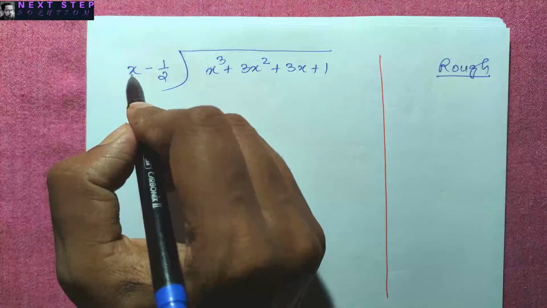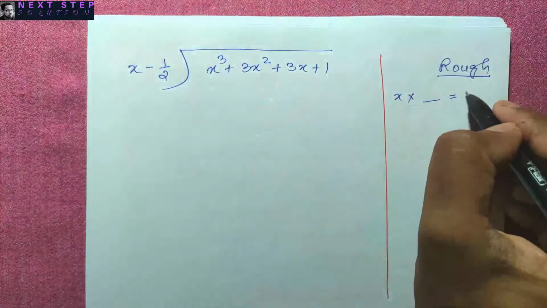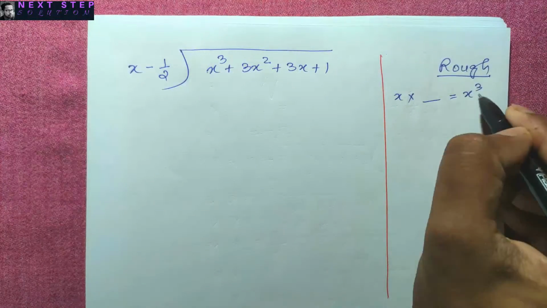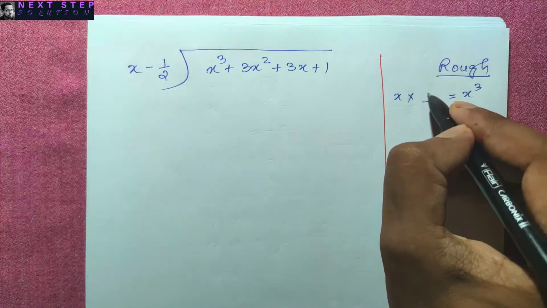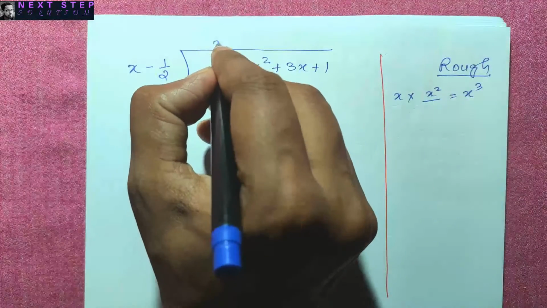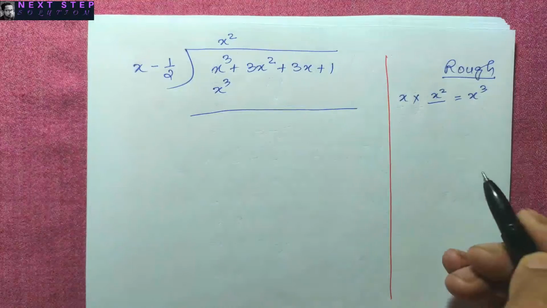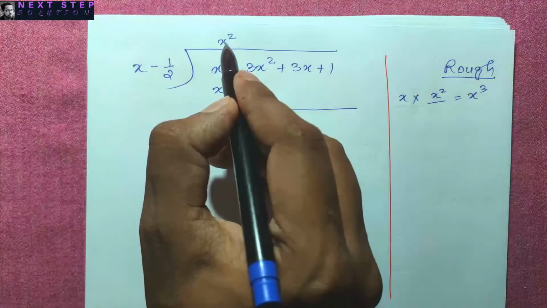Now x should be multiplied with something and the answer should be x cube. Now in order to get x cube from x, we need to multiply x square. X into x square will give x cube. We close this, but before subtracting we need to multiply the second thing with this one.